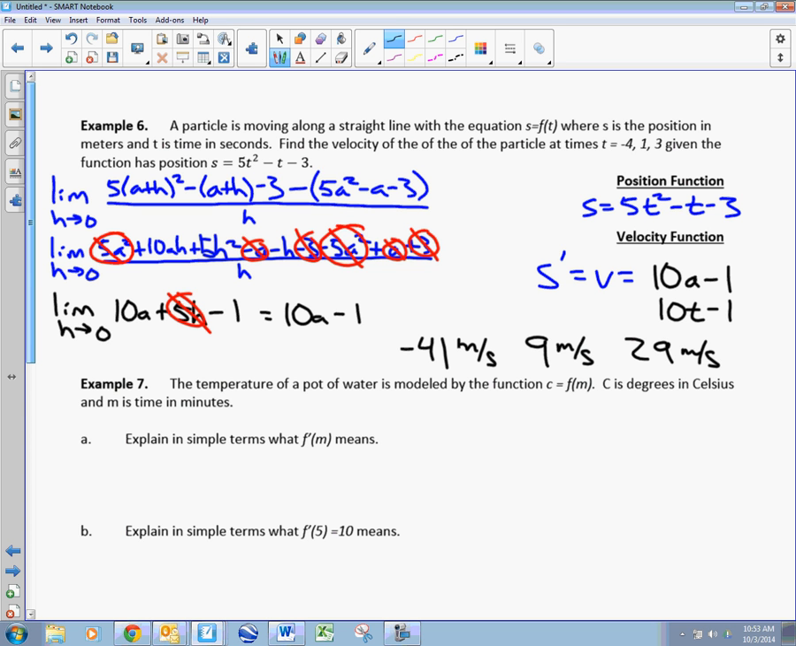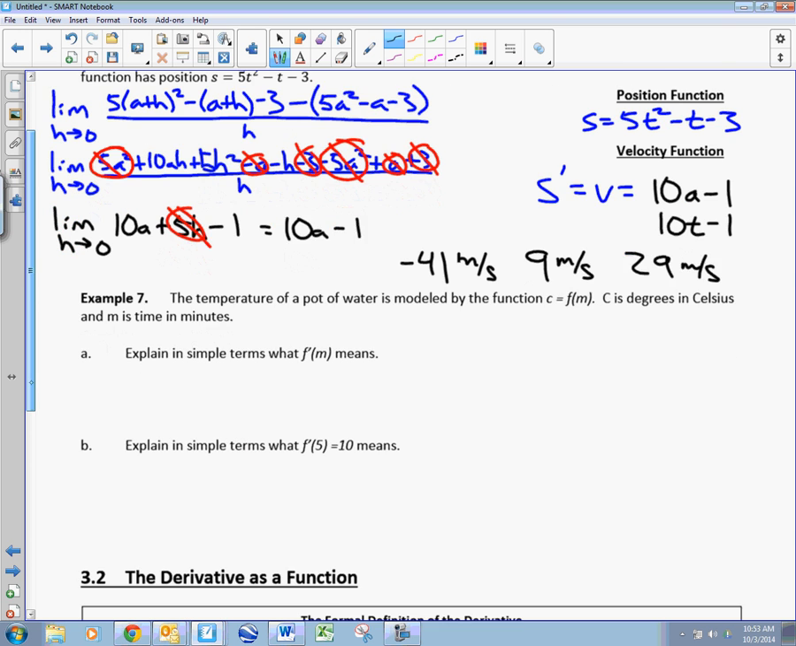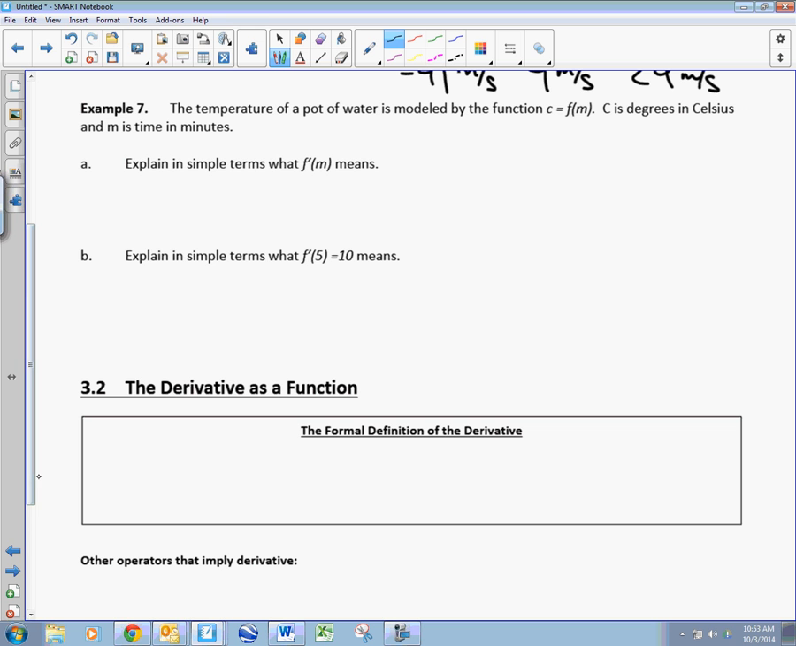I had to do it once. And then I simply just plug the value in at the end. So this is my velocity function. Furthermore, you'll be asked for the velocity function, not simply just a numerical value. Okay? All right, last part.